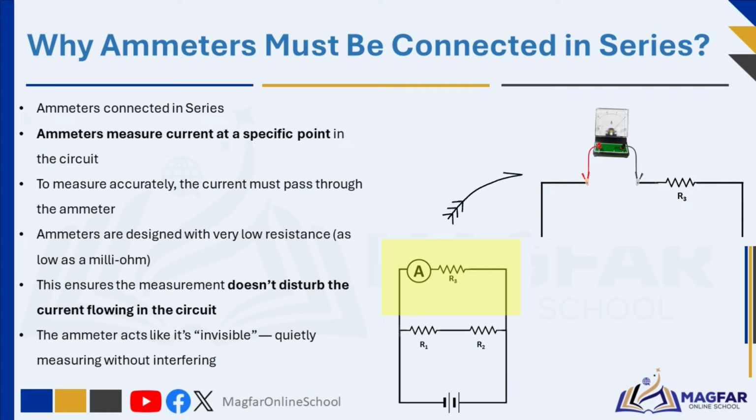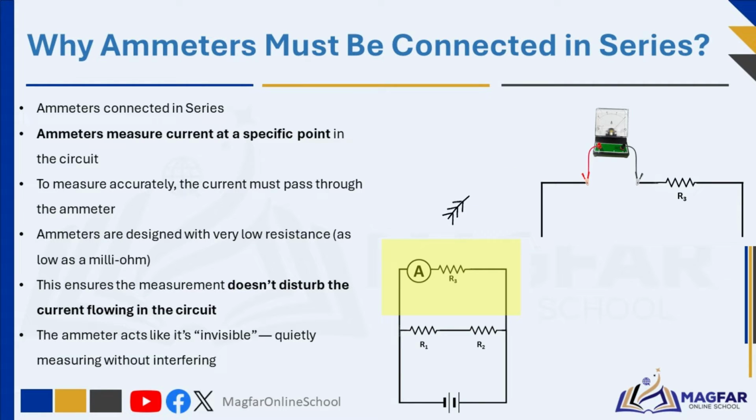Why should ammeters be connected in series? You must always connect an ammeter in series. But why is this so important? The reason is simple: we are trying to measure the current flowing through that part of the circuit, and the only way to do that is to make sure the current actually passes through the ammeter. That's why ammeters are specially designed to have very low resistance, sometimes as low as a milliohm. If an ammeter had a high resistance, it would interfere with the current flow, changing how much current flows through that part of the circuit.